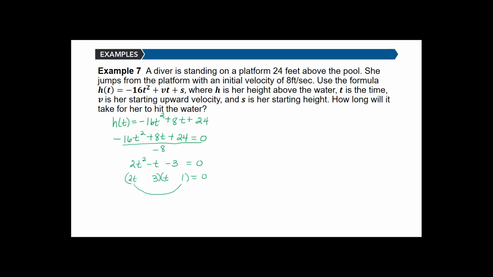So notice my outer product would be 2t. My inner product would be 3t, and those do have a difference of 1. We need to get a negative 1, in fact, so we're going to put the negative on the 3 and a plus on the 1. So we have 2t minus 3 equals 0, or t plus 1 is equal to 0. So we add 3 to get 2t equals 3, or t is 3/2, or t is equal to negative 1. Again, we can't have a negative value for the time, so this means that in 1.5 seconds, the diver will hit the water.